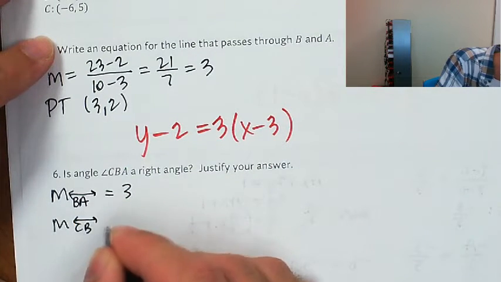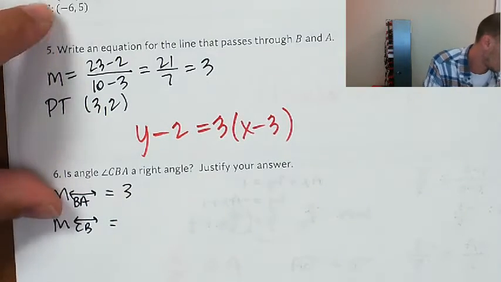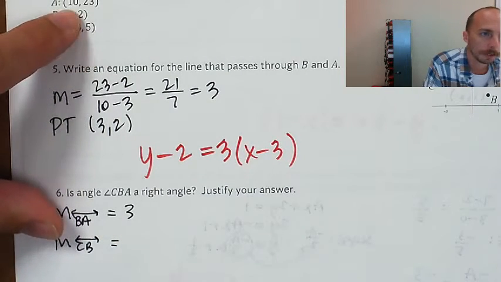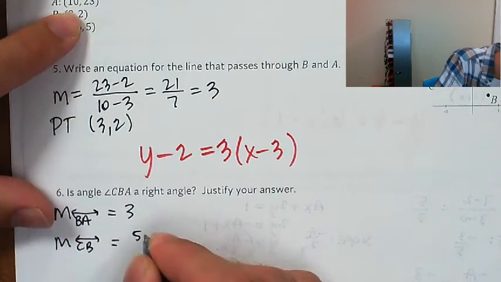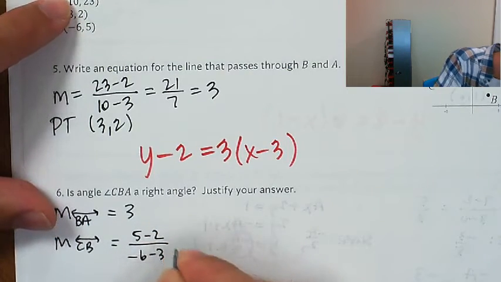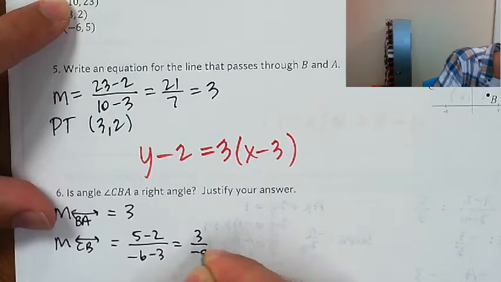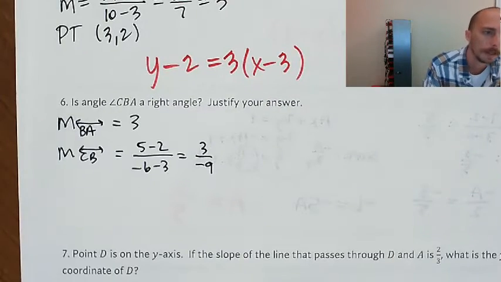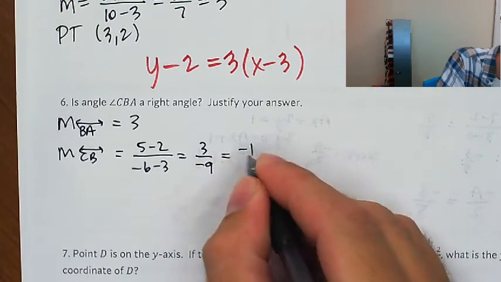Now we need to figure out what the slope of the line going through C and B is going to be. The slope going from B to C is going to be 5 minus 2, divided by negative 6 minus 3. So that's 3 over negative 9. And that's equal to negative 1/3.